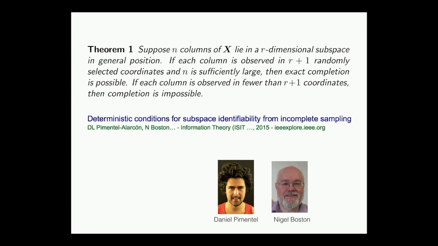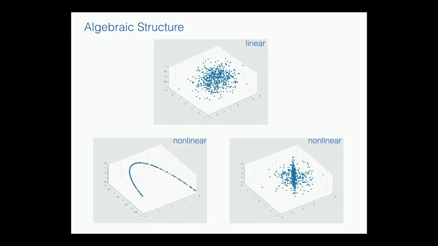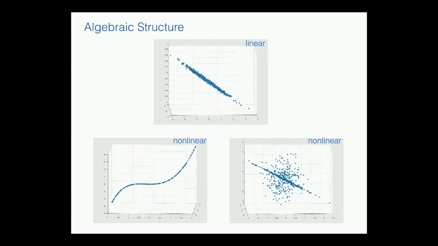So basically, what all this is saying, and there are some other more combinatorial characterizations of this in the work with Daniel and Nigel, the basic idea is that you need to have at least one constraint in a column. If I just give you r coordinates and things are r-dimensional, there's no real constraint on things. But if I give you r+1, it gives you a constraint and makes this completion problem possible. Now here are some pictures of different algebraic structures of point clouds in 3 dimensions.